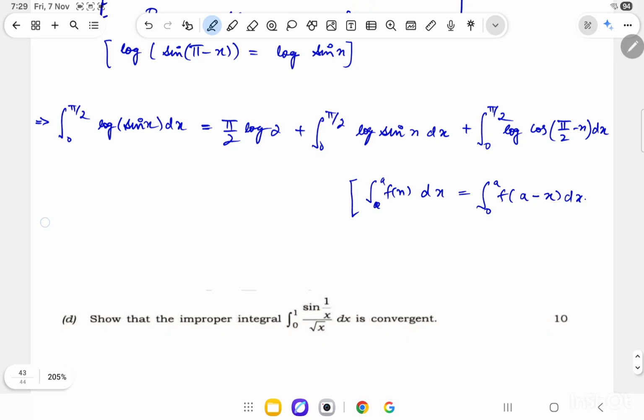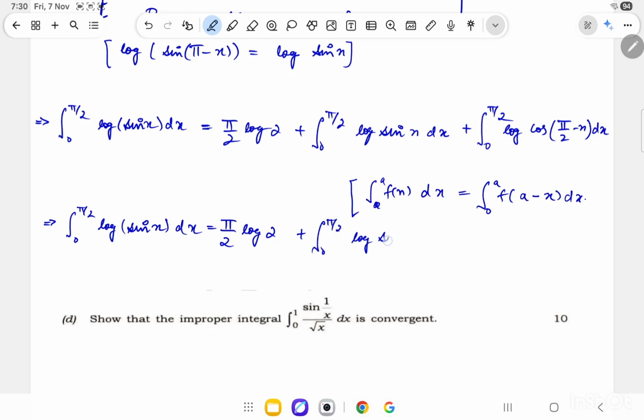Now that will be equal to the integral from 0 to pi by 2 of log sin x dx, which is equal to pi by 2 log 2 plus the integral from 0 to pi by 2 of log sin x dx plus the integral from 0 to pi by 2 of, cos of pi by 2 minus x is sin x only, so it will be log sin x dx.